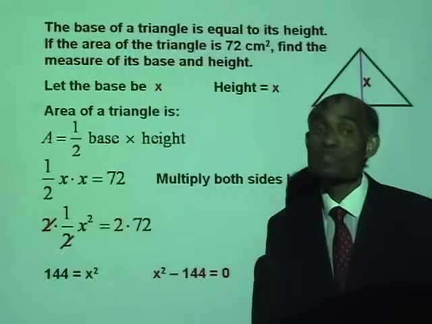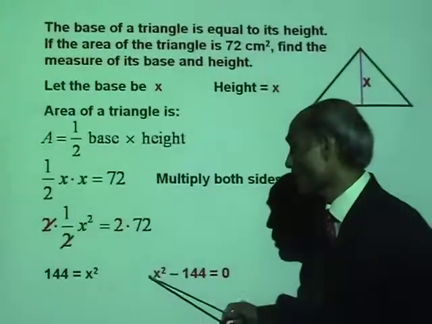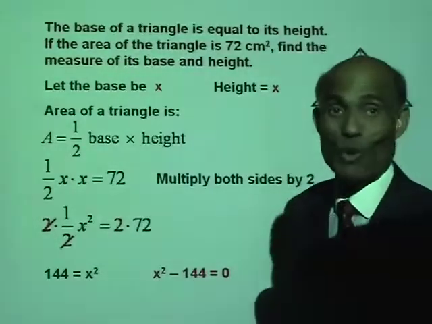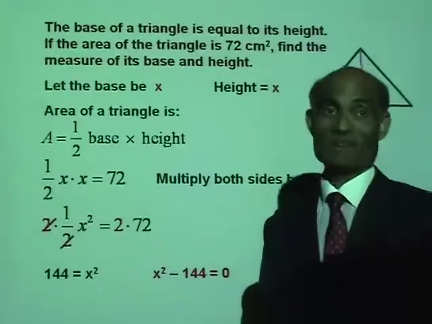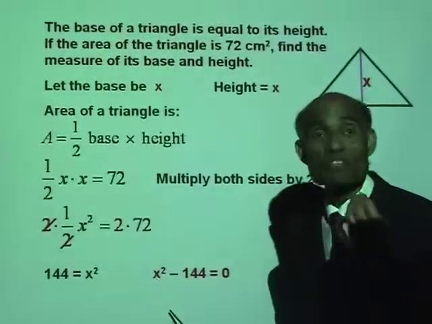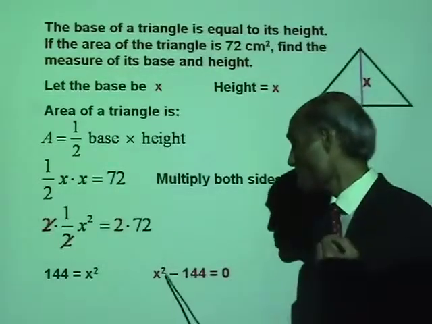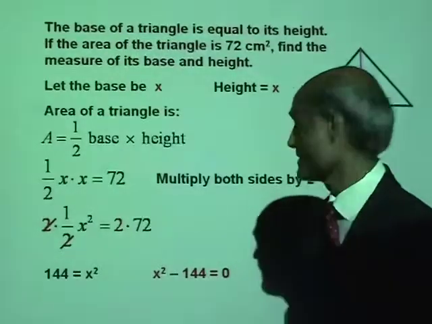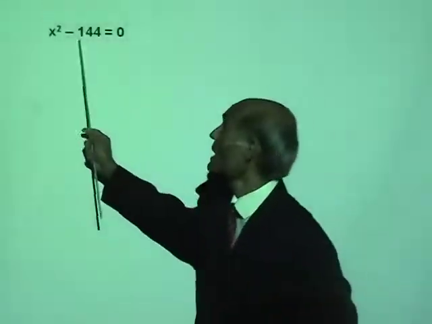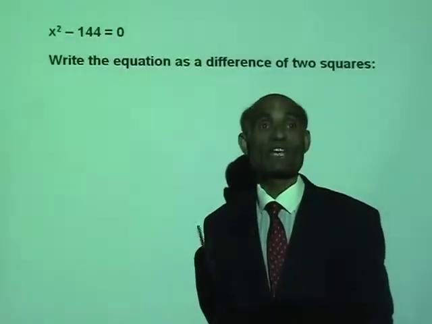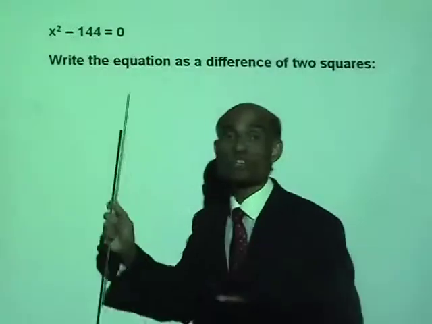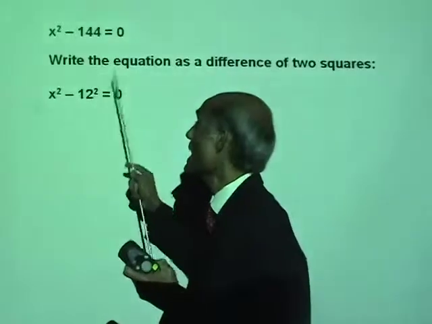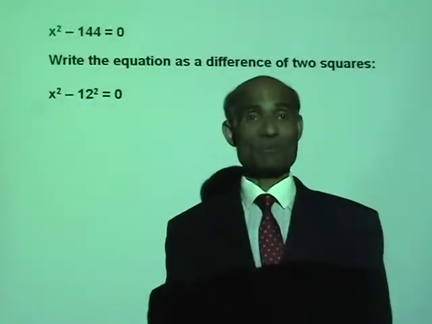We have developed enough skill for you to do that. What kind of an algebraic expression is this? Or what kind of factoring can you use there? This is a difference of two squares. x squared minus 144 is x squared minus 12 squared. So, let's go to the next slide. x squared minus 144 equal to 0. Write this as the difference of two squares. That will be x squared minus 12 squared equal to 0.